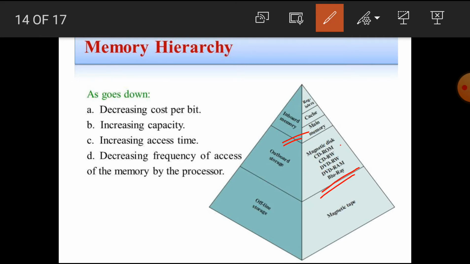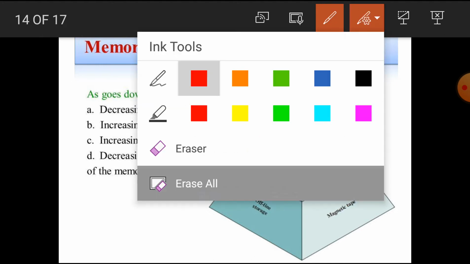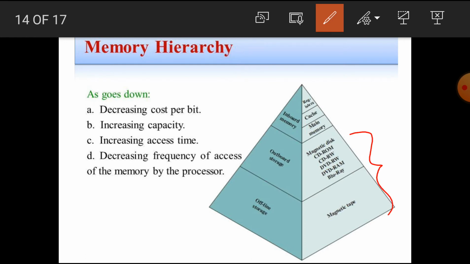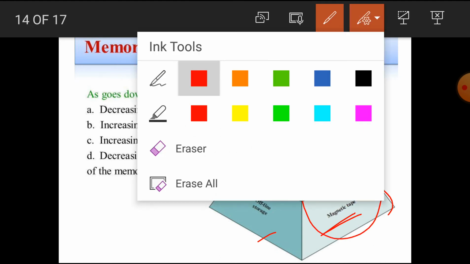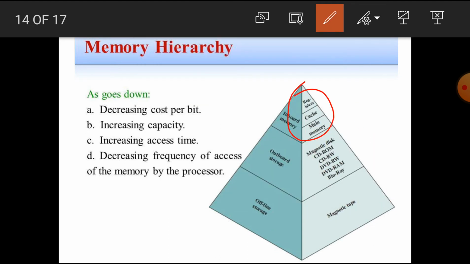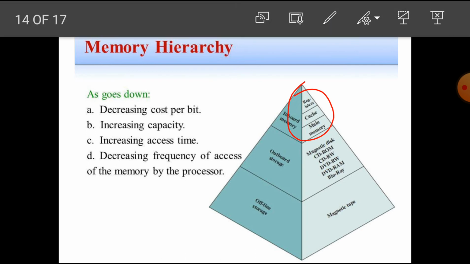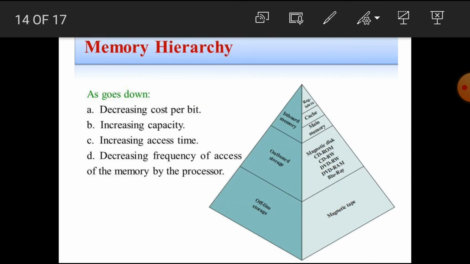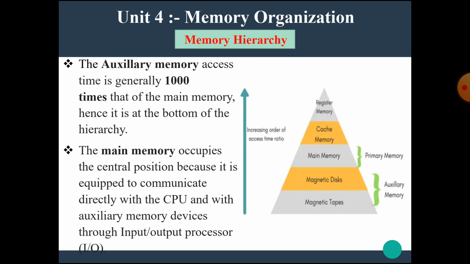The next one is the magnetic disk. It includes CD-ROM, CD-write, DVD-write, DVD, Blu-ray, etc. These are the auxiliary memories and which are the outboard storage. And the last one is magnetic tape, which is offline storage. These two are the non-volatile memories, and these three are the volatile types of memories. Now I hope you all understand the 5 levels of memory hierarchy and its use and operation.